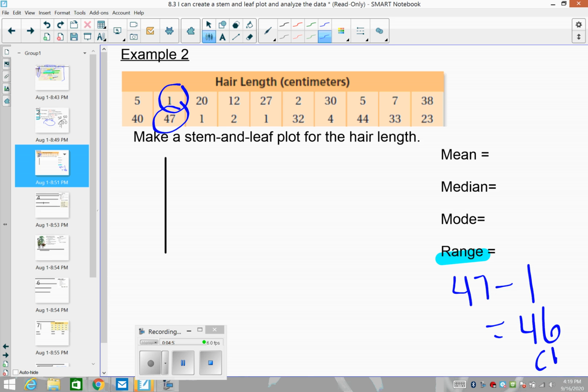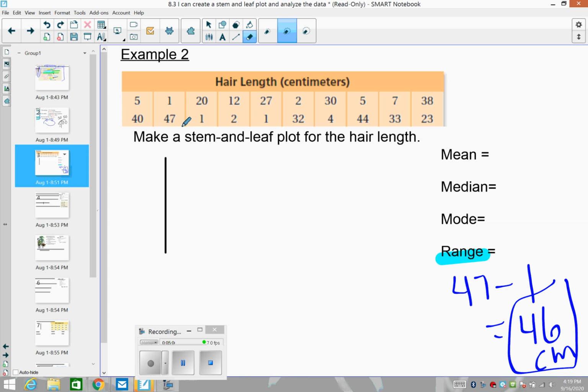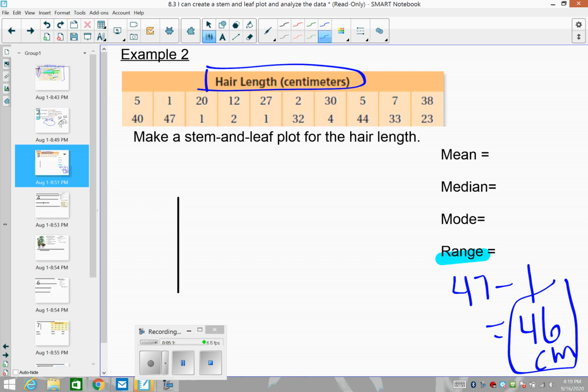So my range then would be 46 centimeters. Now I'm going to take a peek back at that to make sure I didn't make an error. And that appears to be true. That 47 minus 1 would be my range. That will help me drive the decision on what my stems and my leaves are. So now as we start to solve that, we have a nice title that we can just drag down there. So we have hair length.